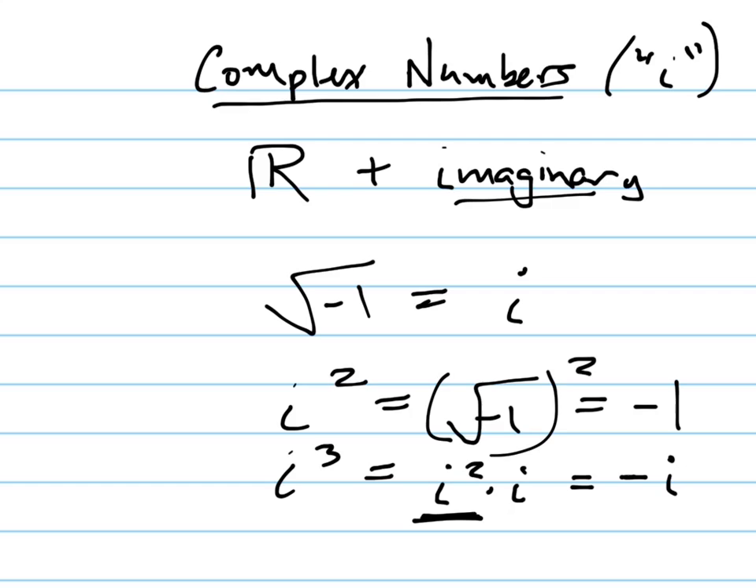And what's i to the 4th equal to? Isn't that like i squared times i squared? So isn't that like -1 times -1? So 1. And then couldn't I keep doing that? What's i to the 5th equal? That's i to the 4th times i, and what's i to the 4th equal? 1. So i to the 5th just equals i.